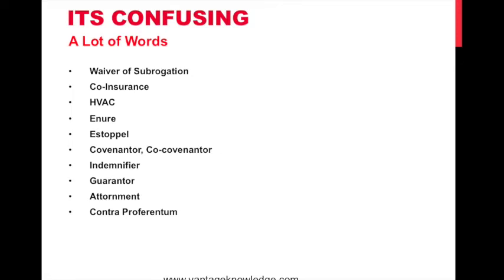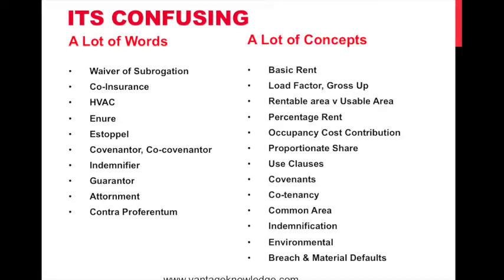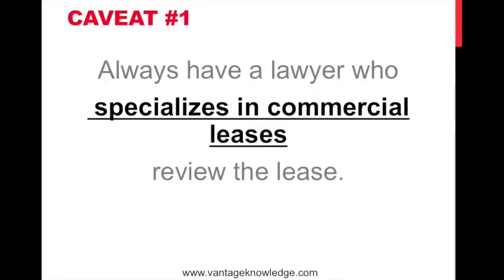It can be confusing for 2 reasons. The first is there are a lot of words you may not be familiar with, words that are industry specific to insurance and legal and also the commercial real estate industry. Words such as waiver of subrogation, HVAC, inurement, co-covenantor, guarantor, and attornment. And as I mentioned, there are a lot of concepts that are behind those words, and these concepts may look very simple on the surface, but can be very daunting once you get into the nuances of each of those concepts. So let me give you a caveat.